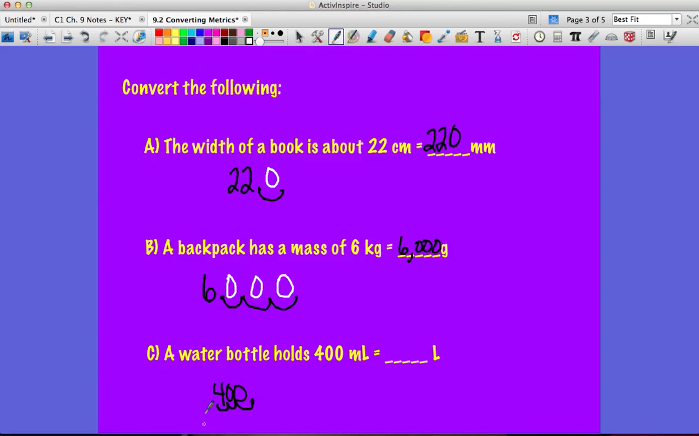But because I put that decimal here, I still have to have a number in front of the decimal, so in this case it would be 0. So 400 milliliters is equal to 0 and 400 thousandths liters. If you want to, you can also write that as 4 tenths because you can take the zeros off the end without changing the value.